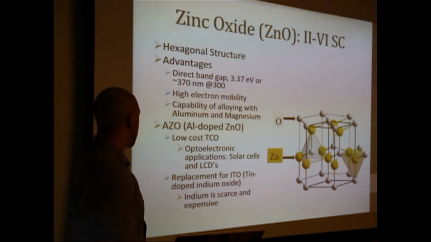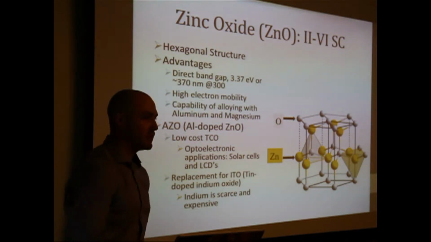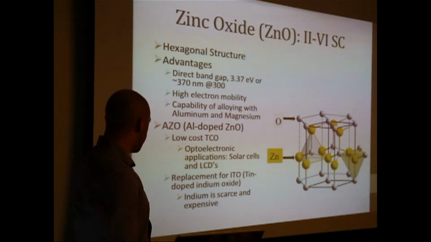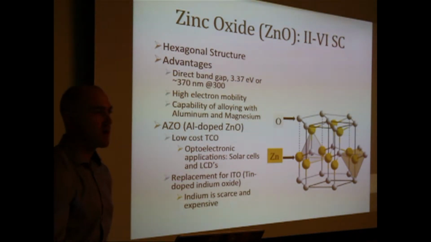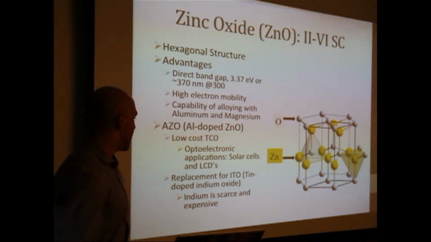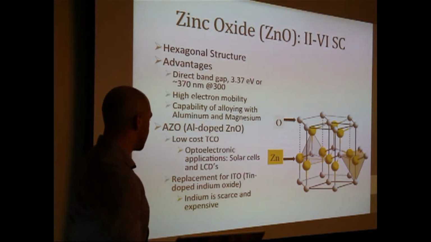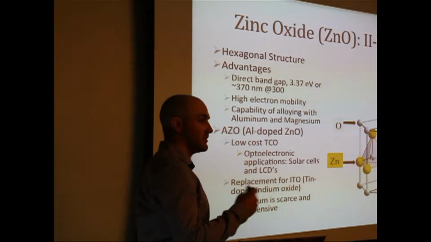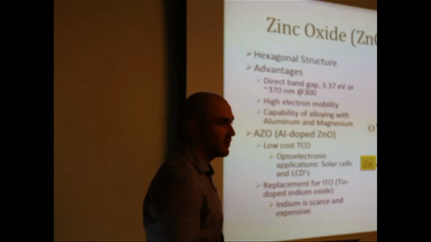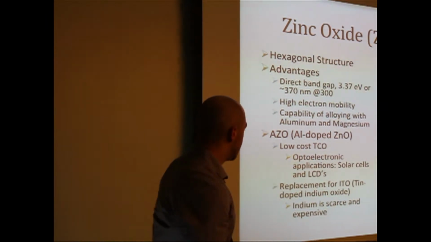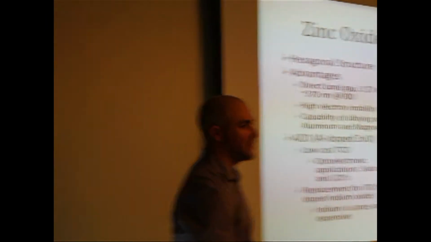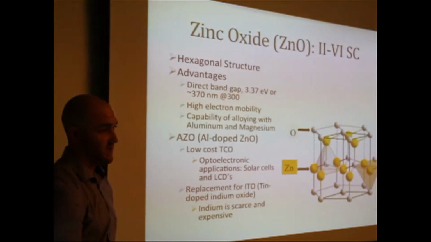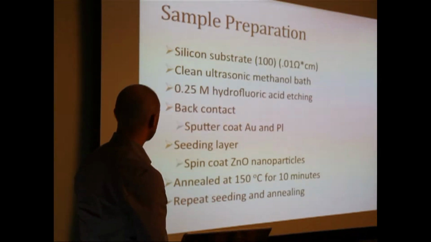When you introduce aluminum, you get aluminum-doped zinc oxide, and it has an optoelectronic application as a low-cost, transparent conductive oxide. These are found in solar cells and LCDs as the top contact for a solar cell, so you can bring light in. They're transparent, and they also conduct electricity. The most commonly used one right now is ITO, tin-doped indium oxide, and the problem with that is that indium is very scarce, so it's very expensive.